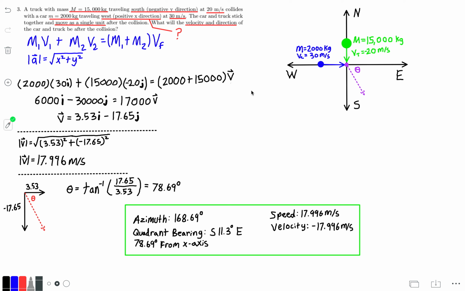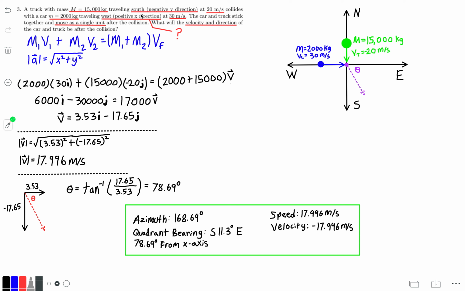Hello everyone. In today's video, we're going to be talking about Physics 252, Week 1, Problem 3. In this problem, we are tasked with finding the velocity and direction of a car and a truck after they collide. So given in this problem, we have the truck's mass, which is quite heavy, and I want you to remember that as we go through the problem.